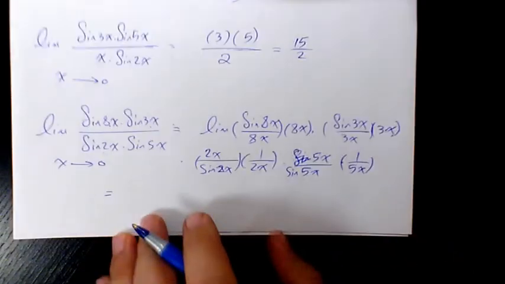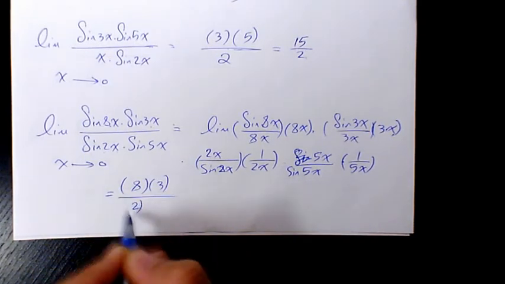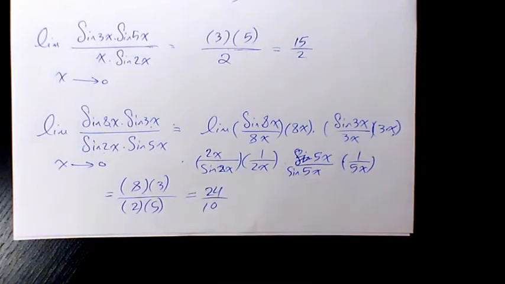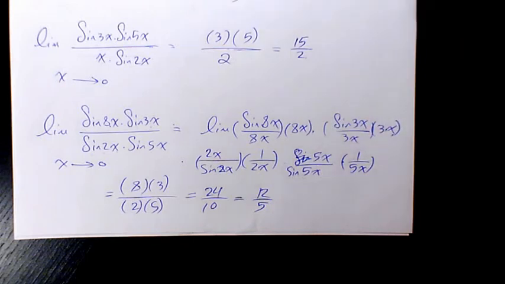So the answer is going to be like the previous example, 8 times 3 over 2 times 5, which is going to be 24 over 10. When you reduce it, it's going to be 12 over 5. That's going to be the final answer.